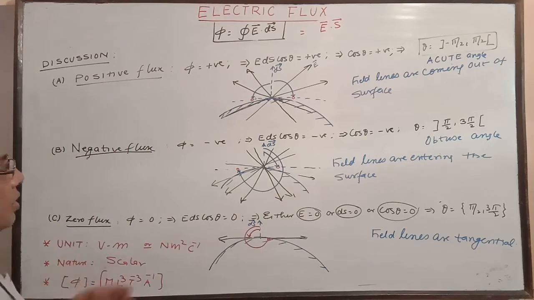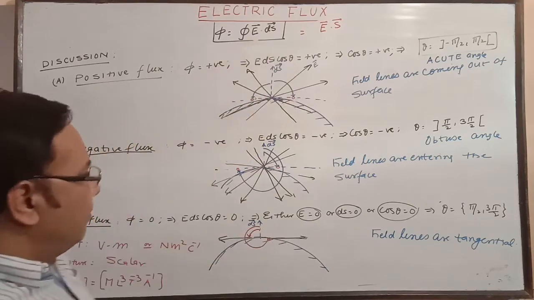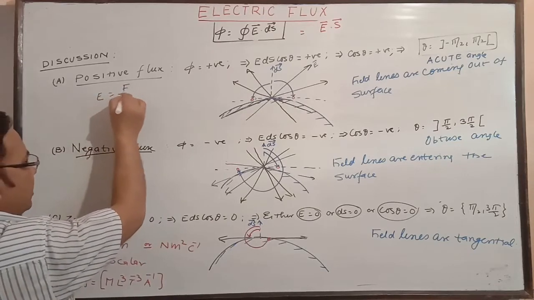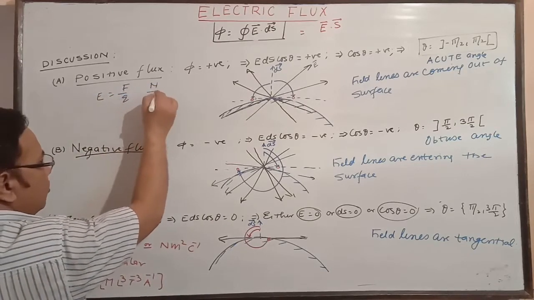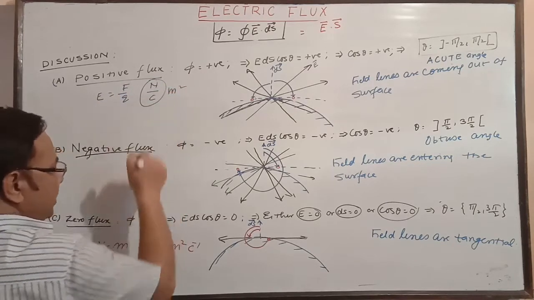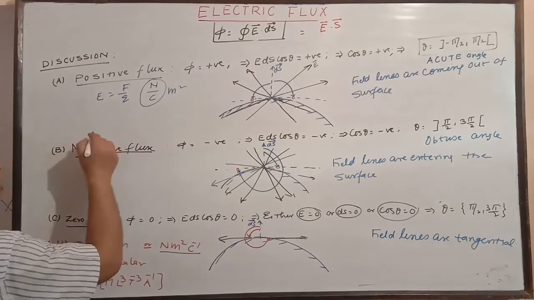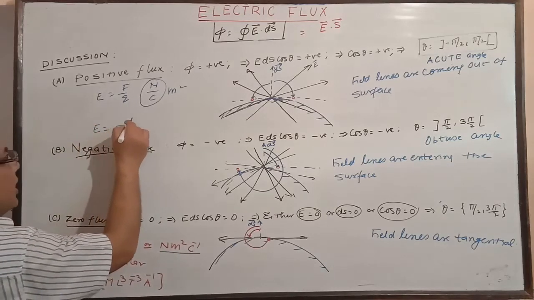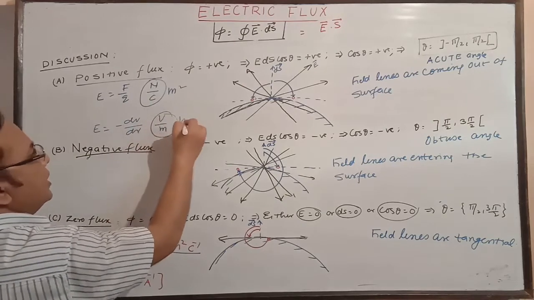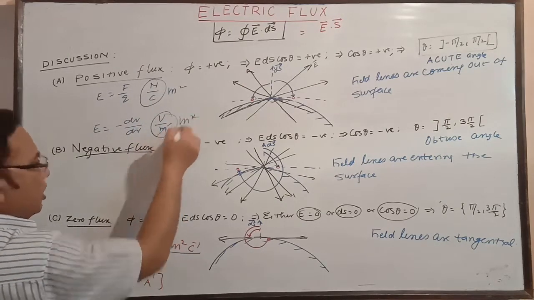Now the unit. You know E dot ds is the flux. So what is the formula for E? Force by charge, you have read it. Force is in Newton and charge is in Coulomb, so Newton per Coulomb is the unit of electric field. Area is meter square, so the unit of flux is Newton meter square per Coulomb. One more formula you are going to learn, E equal to minus dV by dr. So this is volt per meter, and area is meter square, so this gives volt meter.